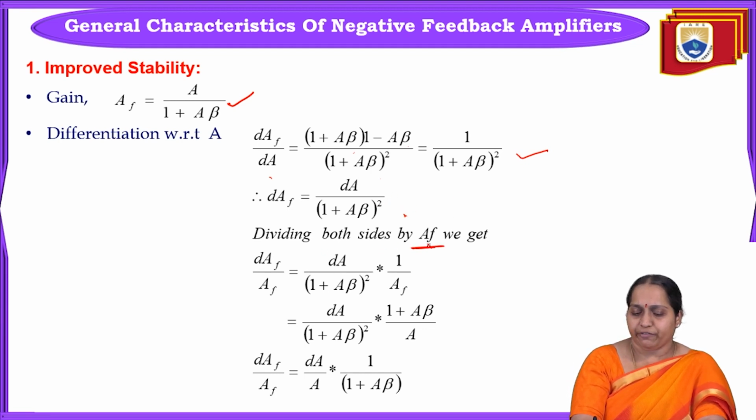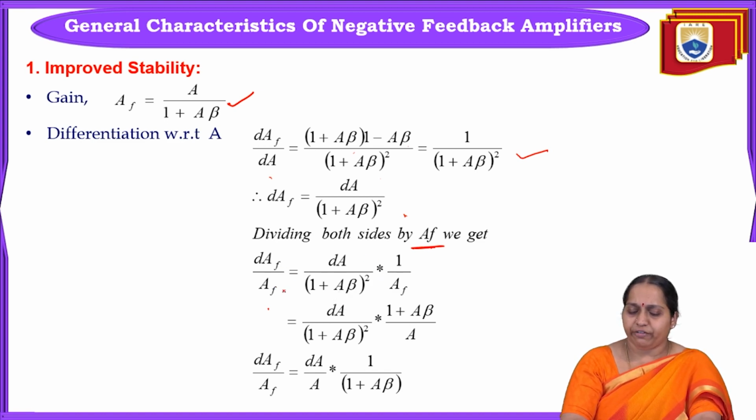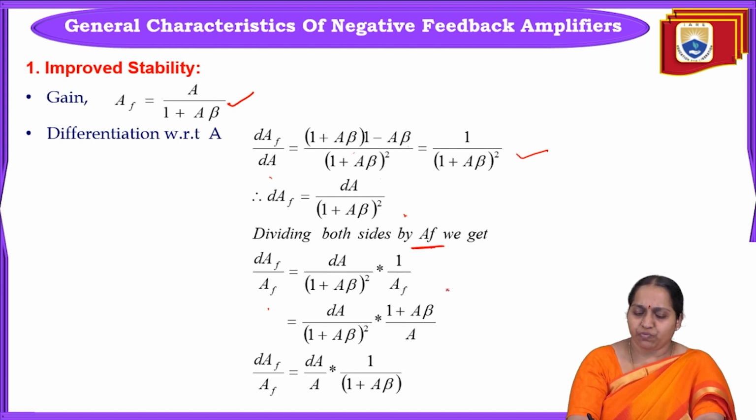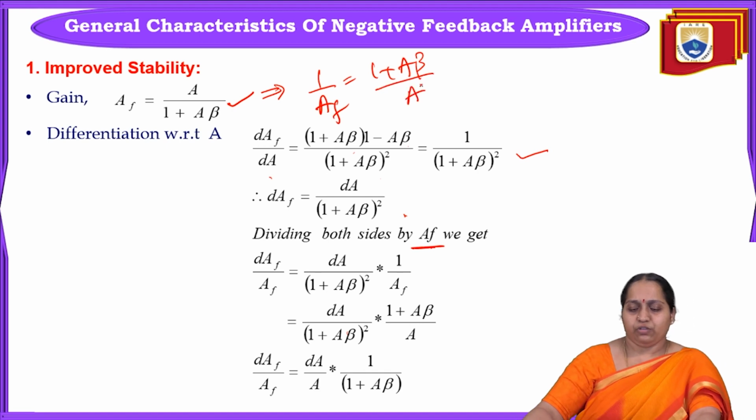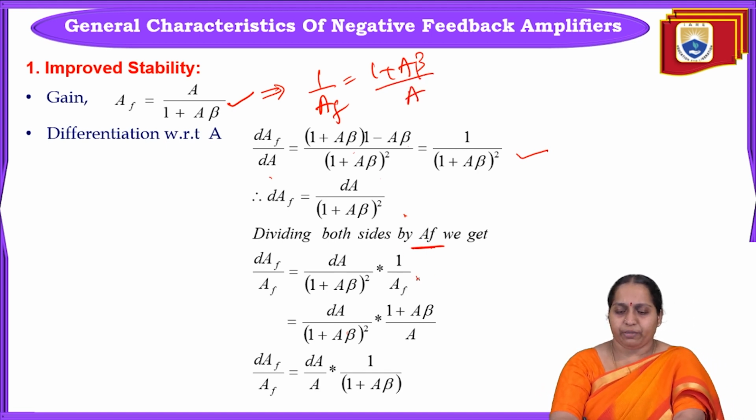Now if I divide both sides by AF, dAF by AF equals dA by 1 plus A beta whole square, multiplied by 1 by AF. On simplification, what do I get? Since AF equals A by 1 plus A beta, 1 by AF will be equal to 1 plus A beta by A. So I am replacing 1 by AF with 1 plus A beta by A.